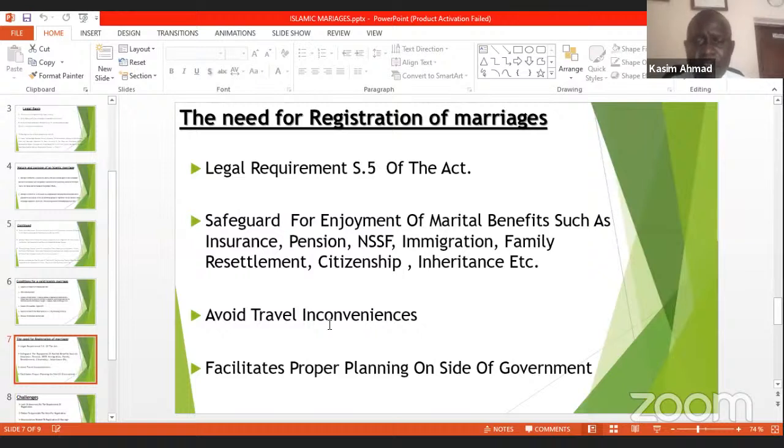And we're also saying that registration is important for planning purposes, proper planning inside of the government. This marriage is not a private aspect. Once you get married, the government gets concerned. The government needs to know which people are married so that it can properly plan for its citizens.